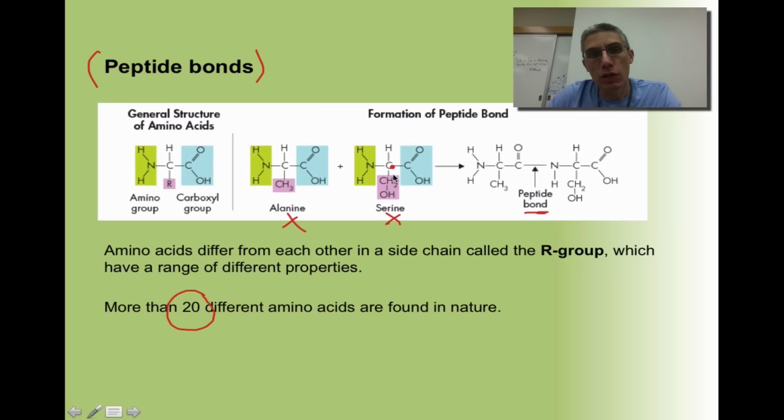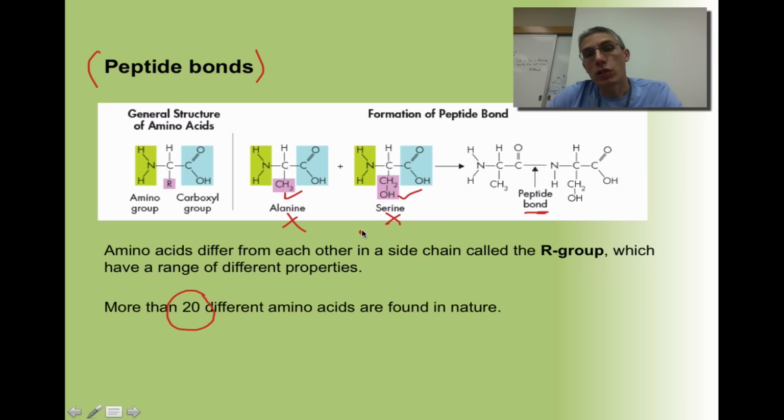We have 2 amino acids being represented here: alanine and serine. Now, as I said in the previous screen, these 3 parts right up here are exactly the same between the 2 different types of amino acids. But what's different is that R group, that variant group. That's what makes alanine different from serine. So the peptide bond is used to connect these 2 together and produce the protein.